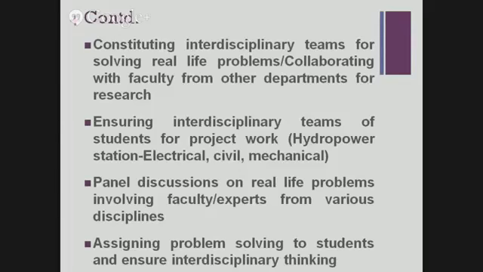One can think of cross-fertilization of ideas, where brainstorming sessions can be held involving faculty and staff from various disciplines, and they try to come out with projects of an interdisciplinary nature, and then interdisciplinary teams of students can take up those projects. Panel discussions on real-life problems involving faculty and experts can also be organized by technical institutions to come out with problems and multidisciplinary perspectives, and then constitute teams for finding solutions to those problems.